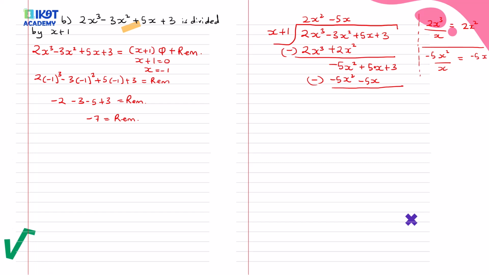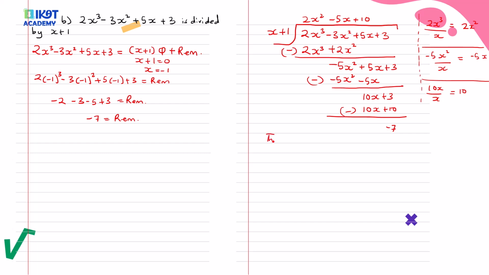So then now 5 minus 5, this becomes 10x plus 3. Then now I have what's 10x divided by x? Here I get 10. So plus 10, then I multiply through here by 10. I get 10x plus 10. Then I subtract. So here I have 10x minus 10x, 0. 3 minus 10 is negative 7, which is the remainder.